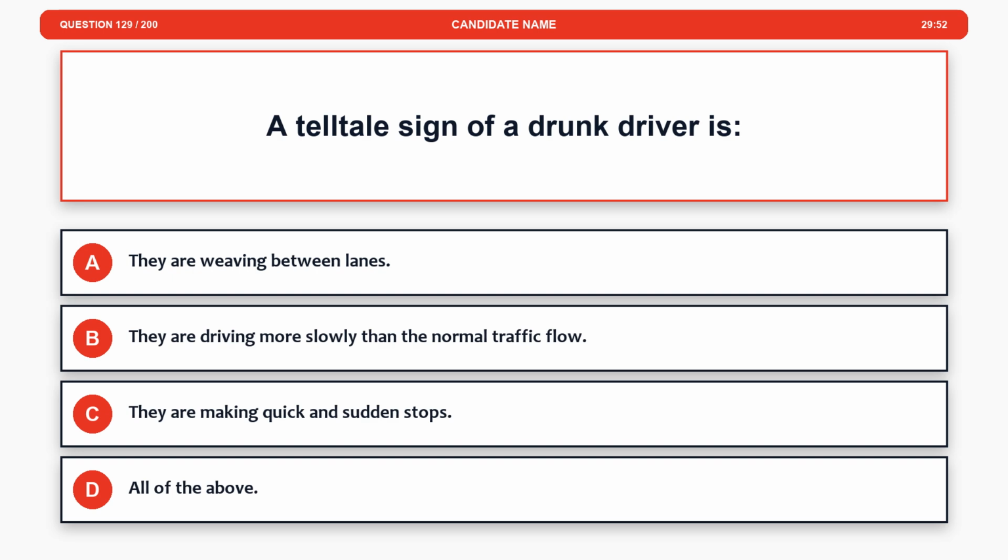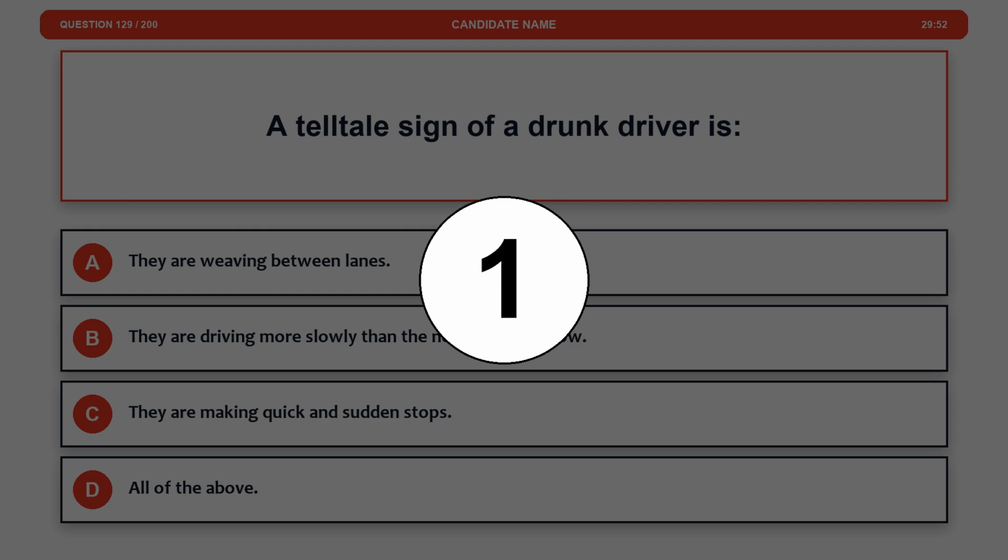Question 129. A telltale sign of a drunk driver is: Option A, they are weaving between lanes. Option B, they are driving more slowly than the normal traffic flow. Option C, they are making quick and sudden stops. Option D, all of the above.